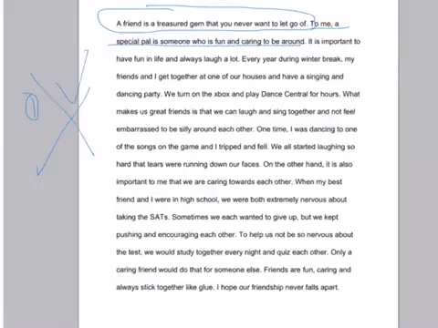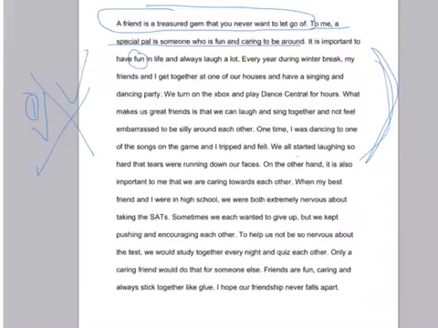So I said, it's important to have fun in life and always laugh a lot. Every year during winter break, my friends and I get together at one of our houses and have a singing and dancing party. We turn on the Xbox and play Dance Central for hours. What makes us great friends is that we can laugh and sing together and not feel embarrassed to be silly around each other. One time I was dancing to one of the songs on the game and I tripped and fell. We all started laughing so hard that tears were running down our faces. So in this area here, I basically explained my first reason, fun, and what made fun memories.